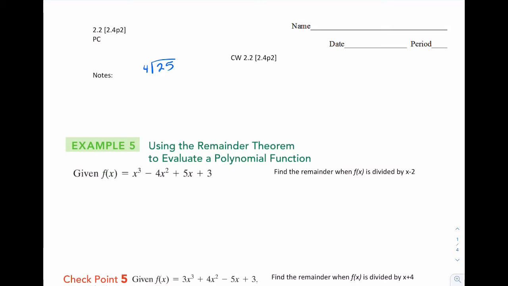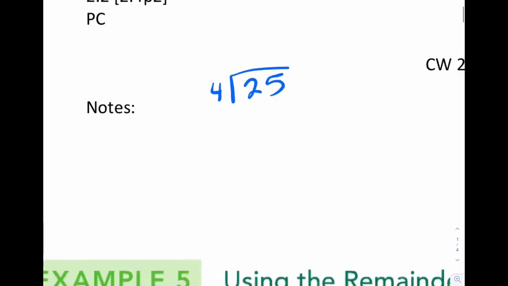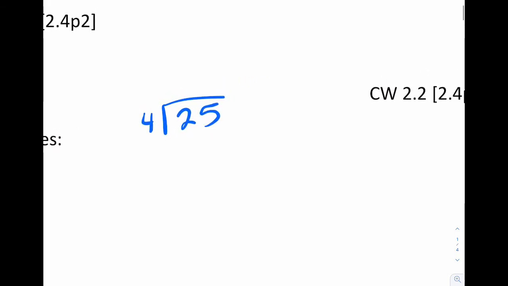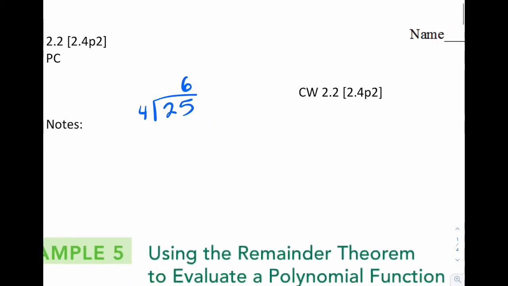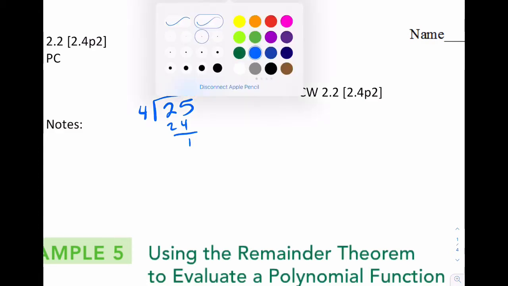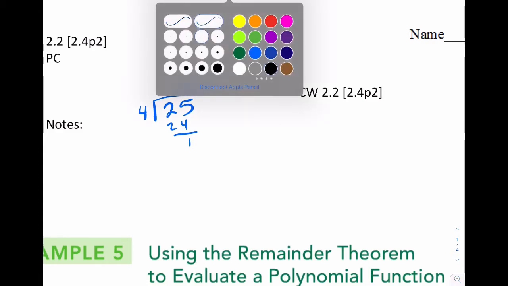Welcome to CW 2.2. To start us off, let's look at this simple question. 25 divided by 4. So we know that 4 will go into it 6 times. We multiply, subtract. So we have a remainder of 1. But we're going to label these terms.